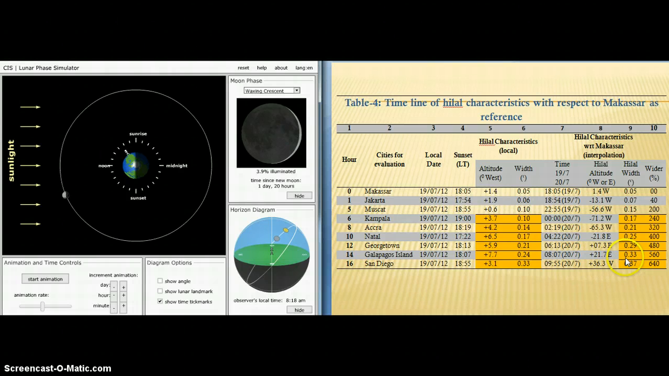As the time zone difference between Makassar and Galapagos Island is 14 hours, at dusk in Galapagos Island, in Makassar it will be 8:07 on July 20, 2012. Meanwhile, the moon will have a thickness of 0.33 minutes at an altitude of positive 21.7 degrees above the eastern horizon of Makassar.